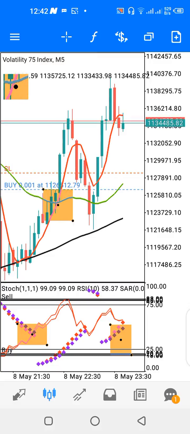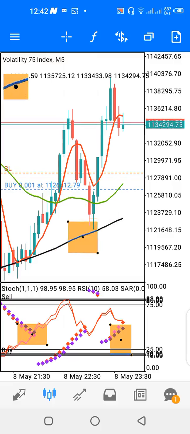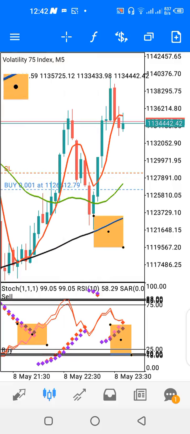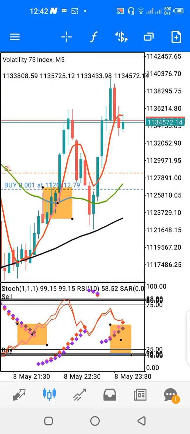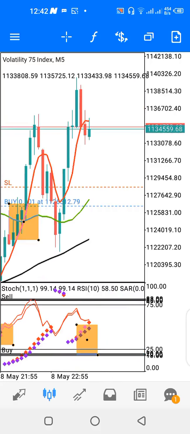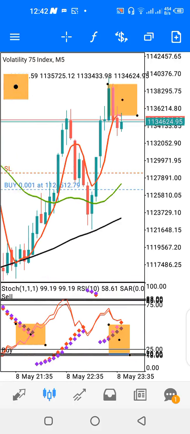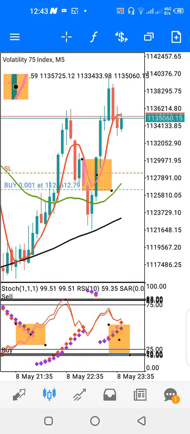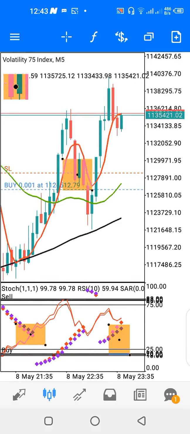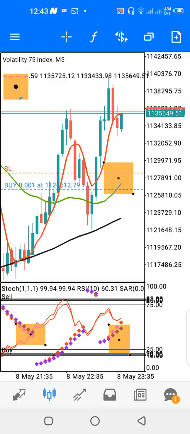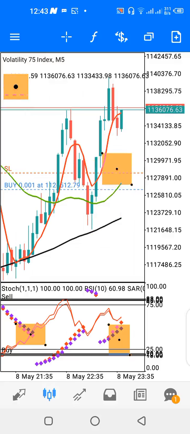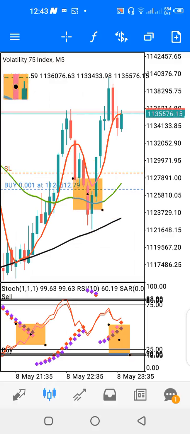When you have the red line crossing above the green line, when they are both above the black line, that's the time to buy. Okay, and when you buy and you are in profit, just like I'm in profit, you can always place your stop loss to protect your profit, so that when price comes down and trips your stop loss, you still go home with something.